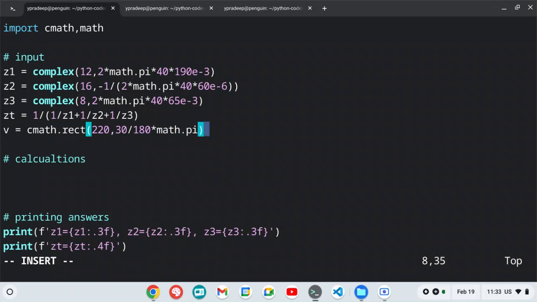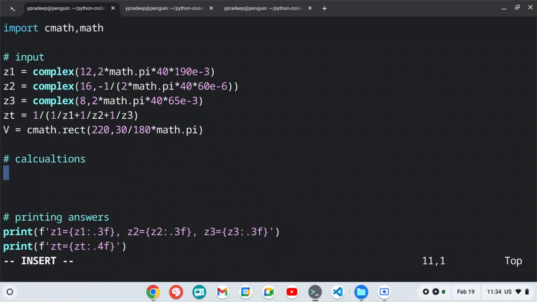Okay. So again, let's use capital V to show the voltage. So any doubt here? So we are just defining. I just forgot the formula to do that. So given 220 as the magnitude and 30 as the angle, converted into radians.